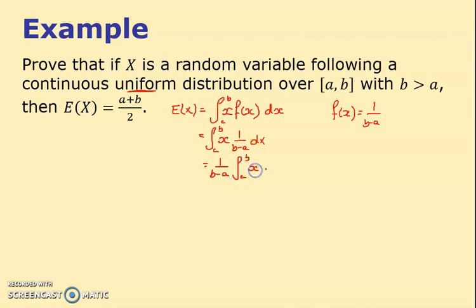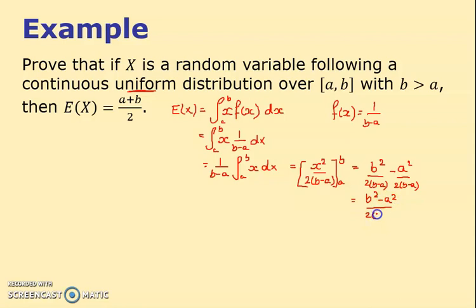That just makes it this. So therefore I integrate x, which makes it a lot easier, and if I integrate x I get x squared over 2. Don't forget I've still got this b minus a at the front. I could write that as 2 lots of b minus a, between a and b. So if I put b in, I get b squared over 2 lots of b minus a. And if I put the a in, I get a squared over 2 lots of b minus a. So that's b squared minus a squared over 2 lots of b minus a.